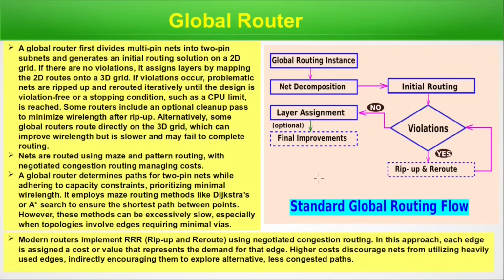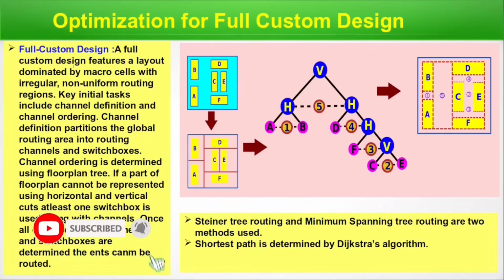So we will move to the next slide, that is optimization for full custom design. A full custom design features a layout dominated by macro cells with irregular, non-uniform routing regions. Key initial tasks include channel definition and channel ordering. Channel definition partitions the global routing area into routing channels and switch boxes. Channel ordering is determined using a floor plan tree.